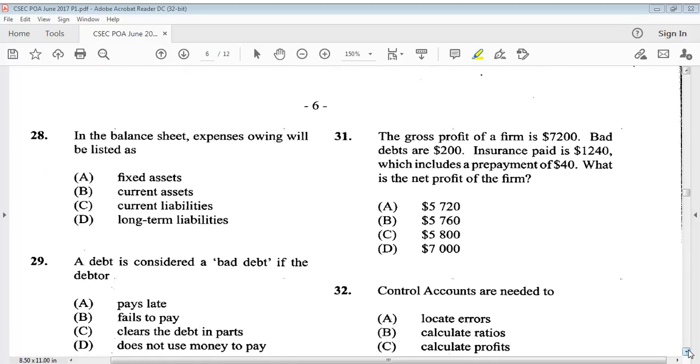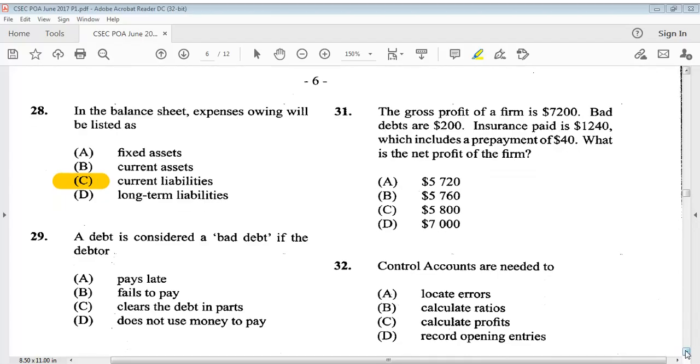It says in the balance sheet, expenses owing will be listed as, we know it would be listed as fixed assets. I'm sorry, what am I saying? Incorrect. C, current liabilities. So let me read that question again. It says in the balance sheet, expenses owing will be listed as current liabilities.